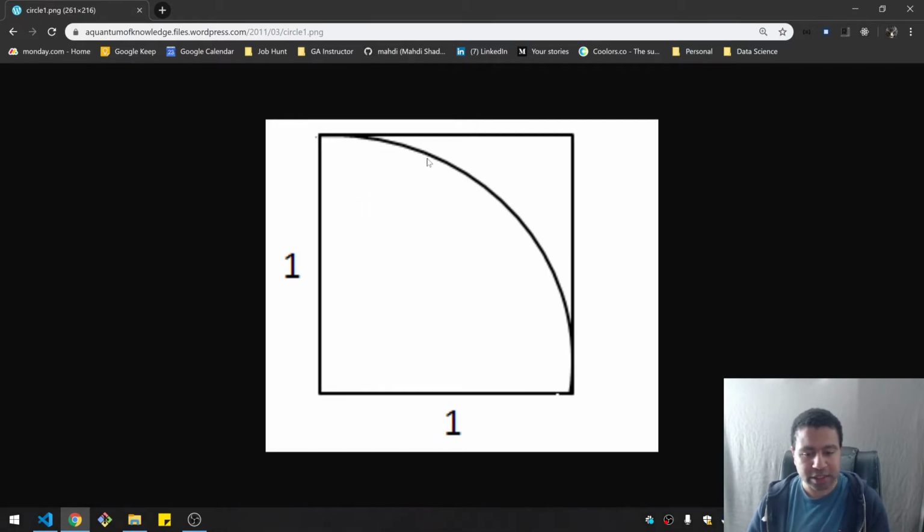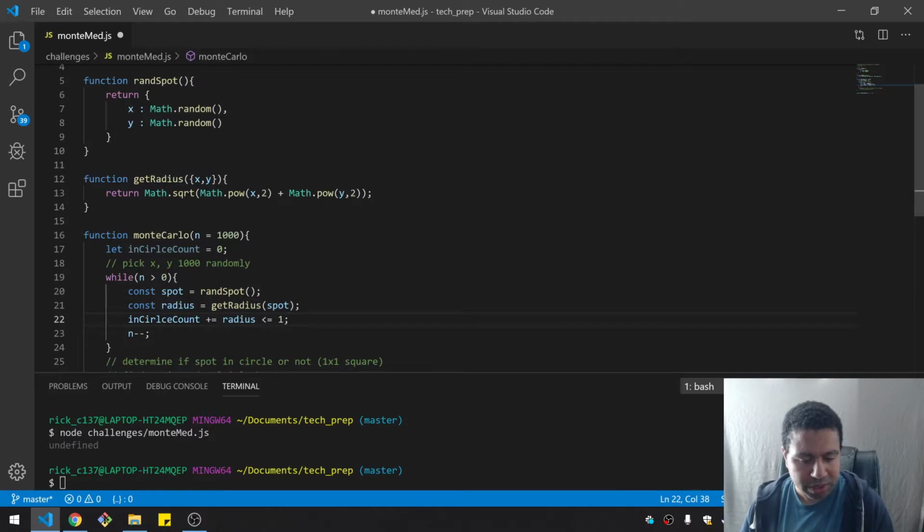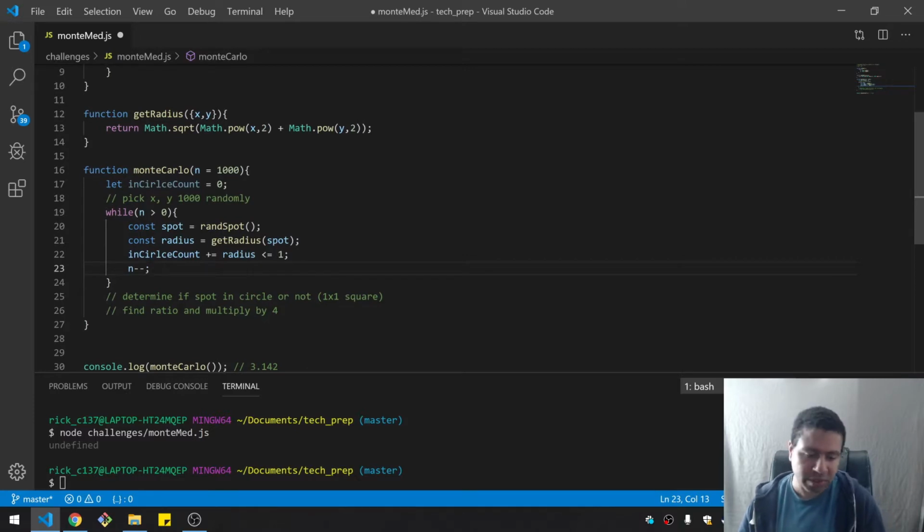This radius here is exactly length 1, right? So if your radius is 1 or less, then you're within the circle. So that's what this is doing. Here I'm adding to the circle count, which is the number of hits that were in the circle. This thing is a Boolean, but it's going to be converted to an integer when I do the addition here. So this is going to be true plus 1 or false plus 0, so it doesn't change anything. And then I decrement my n, and eventually I will hit n equals 0.